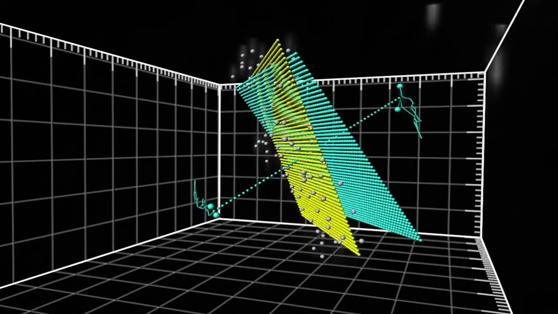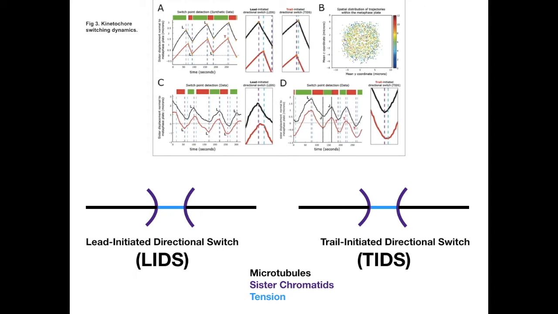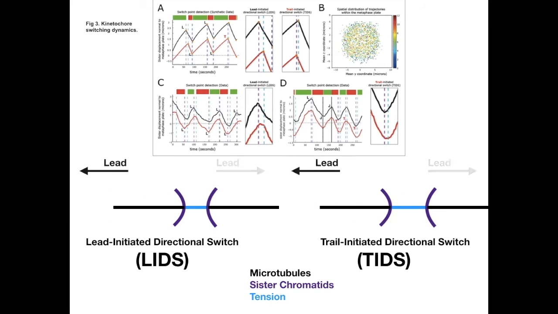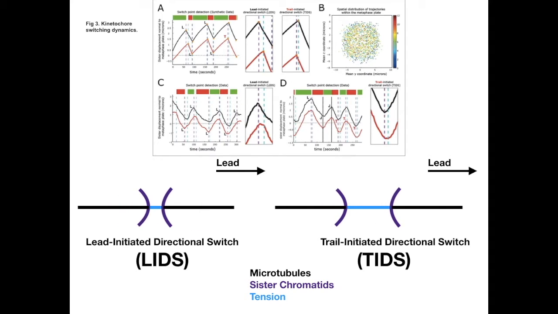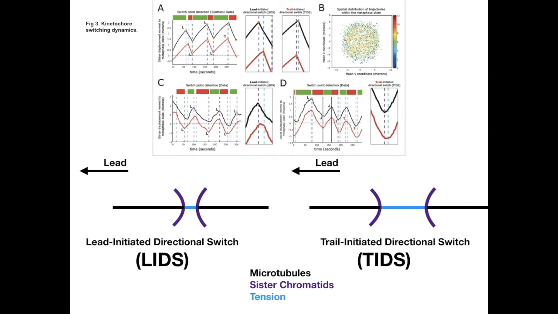So this all seems like background for the rest of their work. On to figures 3 and 4, they take a look at what the distance between the sisters is before and after switching directions. This is dependent on whether or not the leading sister or the trailing sister changes directions first. This is a common theme in the paper, leading versus trailing, or as they refer to it, lead-initiated directional switching, LIDs, or trail-initiated directional switching, TIDs. This is all characterized in figure 3.